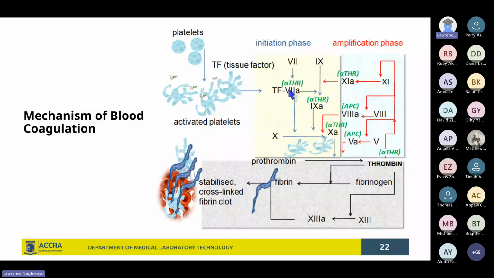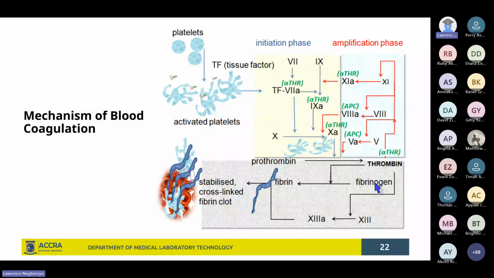They have different proteins in different phases, initiation phase, and then amplification phase. You see that occurring. But don't bother yourself about all of these conversions in the initiation phase, amplification phase. Let's focus here, where you have the factor XA, let's say factor 10A. Factor 10A is activating prothrombin to thrombin. And that thrombin then converts fibrinogen, the protein fibrinogen, to fibrin.